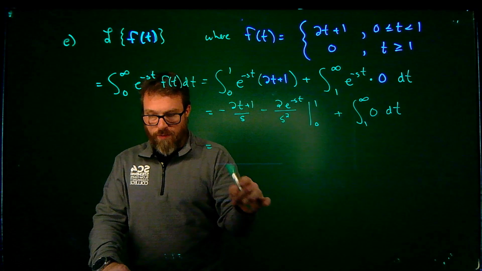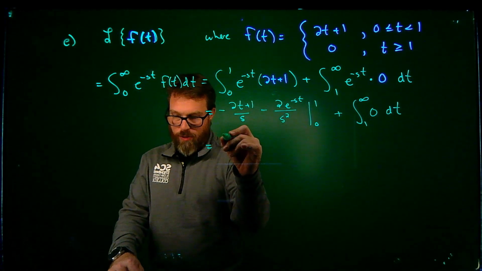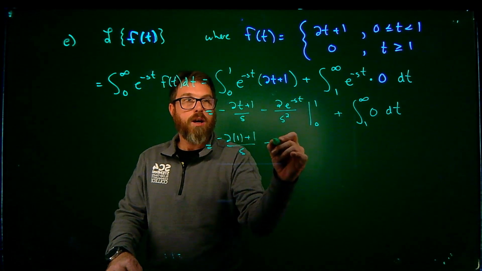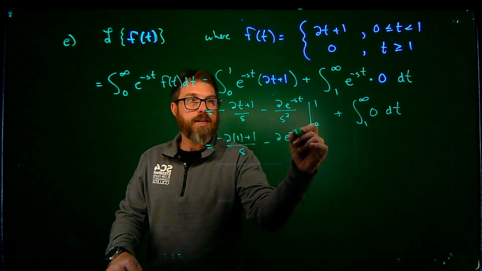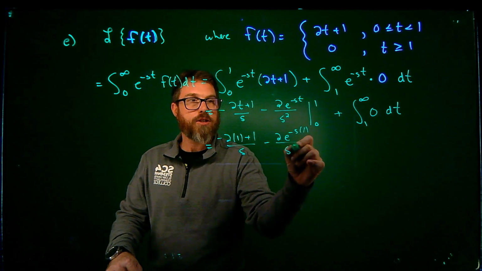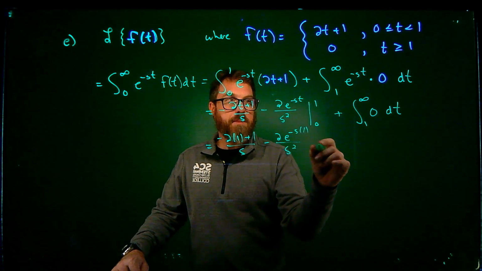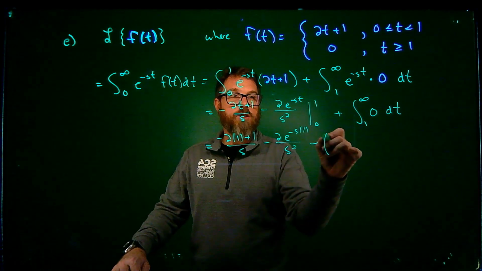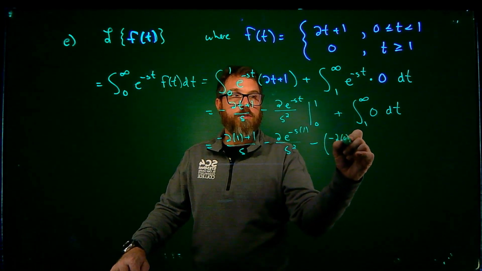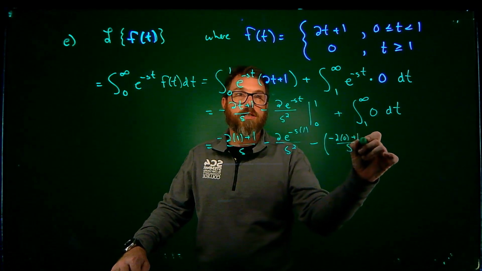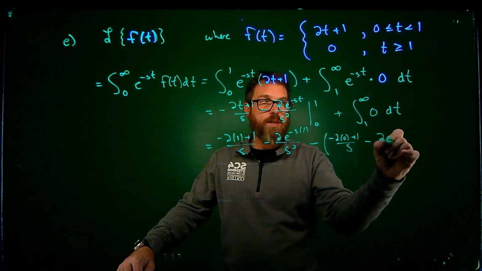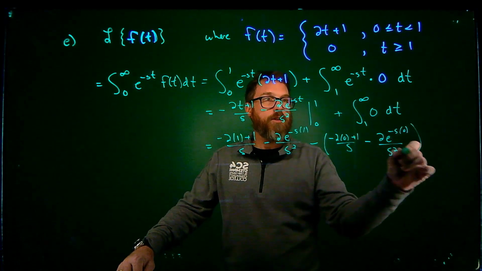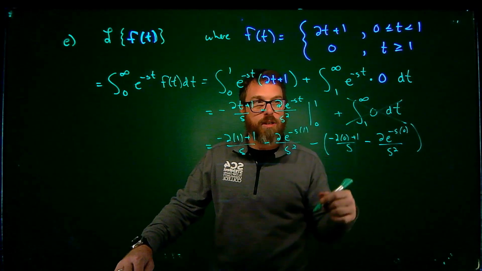So when we're done with this, if I plug in 1 here, this is going to be minus (2 times 1 plus 1) all over s, minus 2e to the minus s times 1 all over s squared. And then minus, when I plug in 0, this is going to be minus (2 times 0 plus 1) all over s, minus 2e to the minus s times 0 all over s squared. And clearly, that integral is 0, so it's going to disappear.